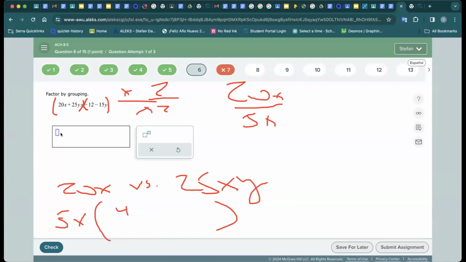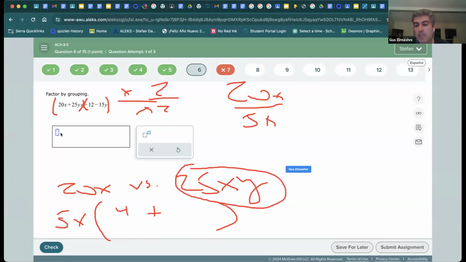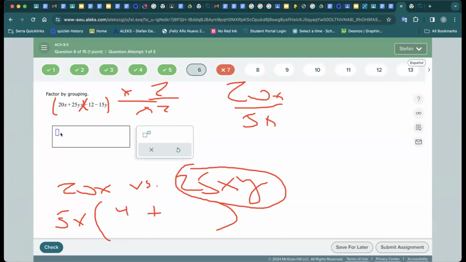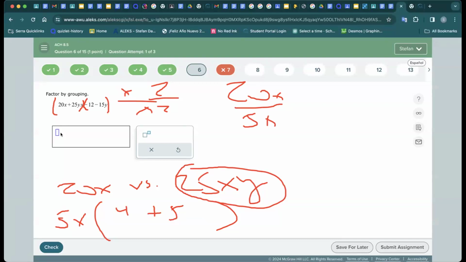Okay, 4. And then take away 5x from 25xy. So just do 25 divided by 5 and take the x away from it. 25 divided by 5 is 5. And then you took away an x, so that x is gone, and you still have a y there, right? There you go. Okay, now you got to do it again for the second group.